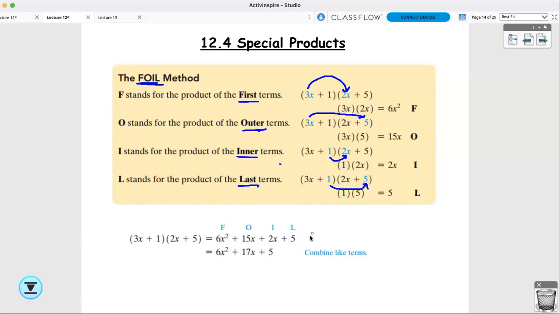Write them all out next to each other, combine the like terms, the 15x and 2x. And here we are with the final answer. All right, let's go ahead and move on, guys.